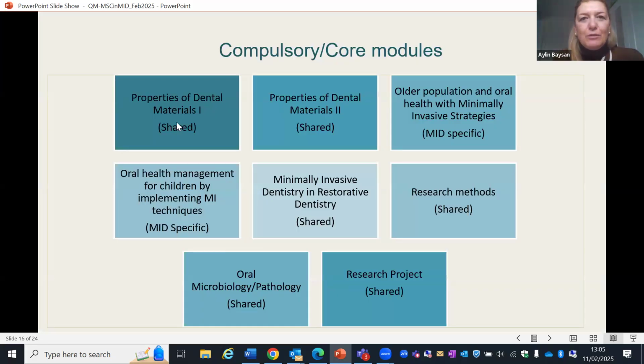Okay, so these are all compulsory modules. All your modules are compulsory. So it's quite an intensive course, but an enjoyable course. So you will have dental materials. This is shared, so you will have other peers as well, which is nice. It's wonderful to meet different people, and for networking as well.